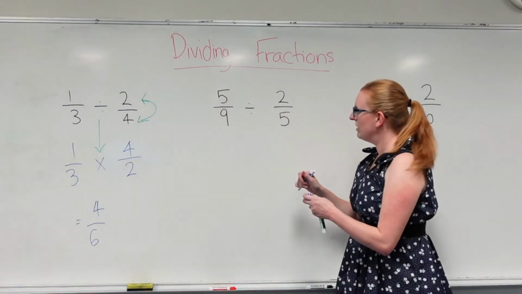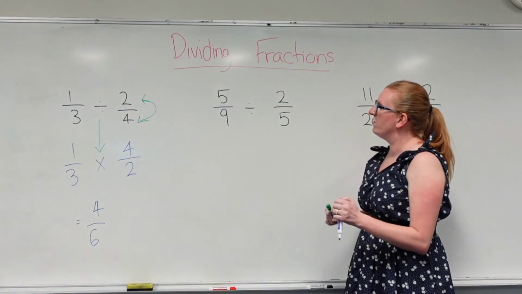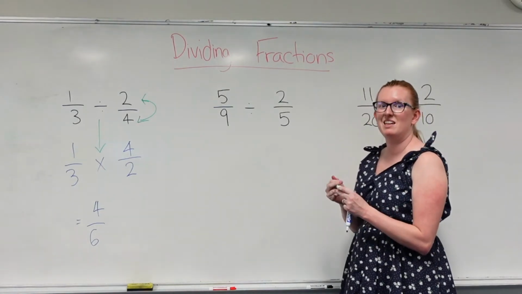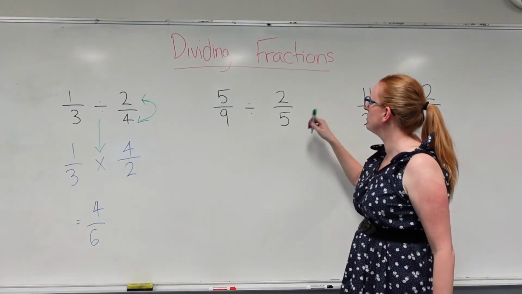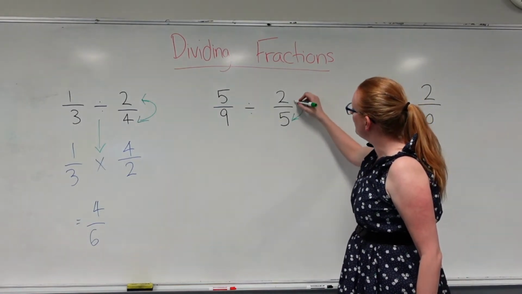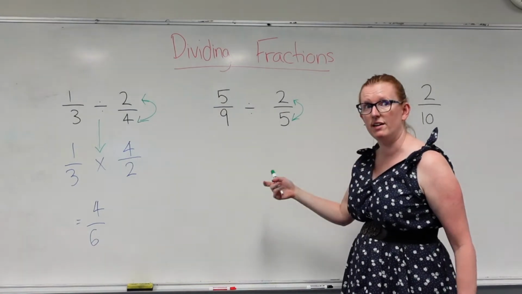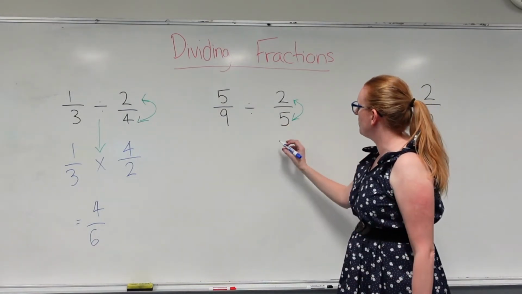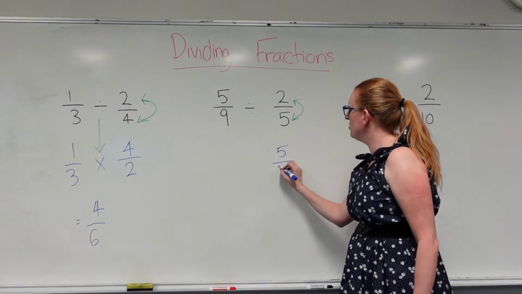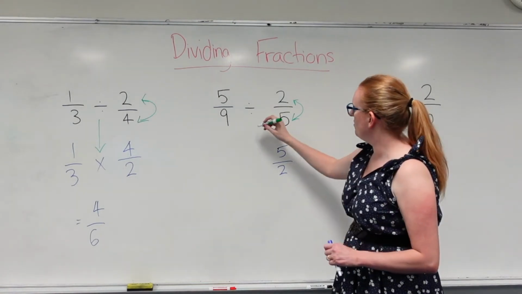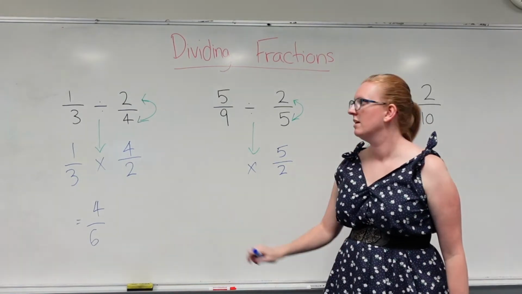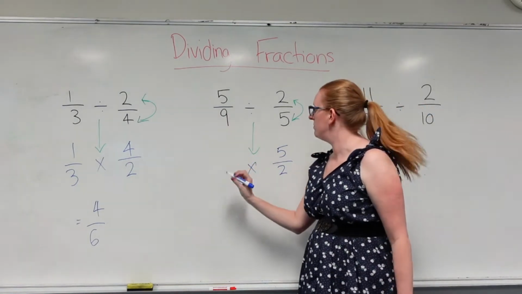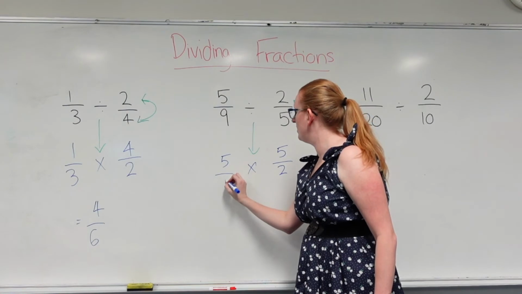Let's try it again. So I'm dividing, so what that means is I need to flip my second fraction. So I've got 5 over 9 divided by 2 over 5. I'm flipping this second fraction upside down, so it becomes a 5 on the top and the 2 on the bottom. And then this divide turns into a multiply, and my first fraction stays the same. So it's 5 over 9.